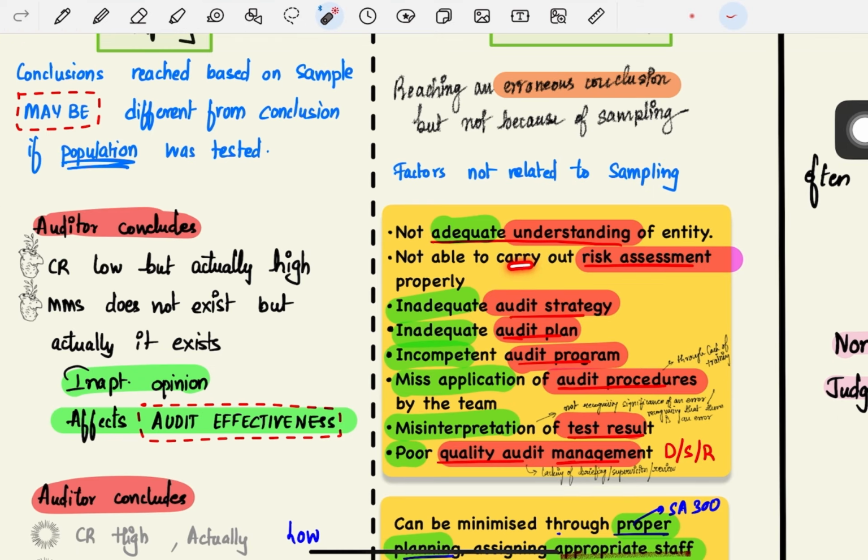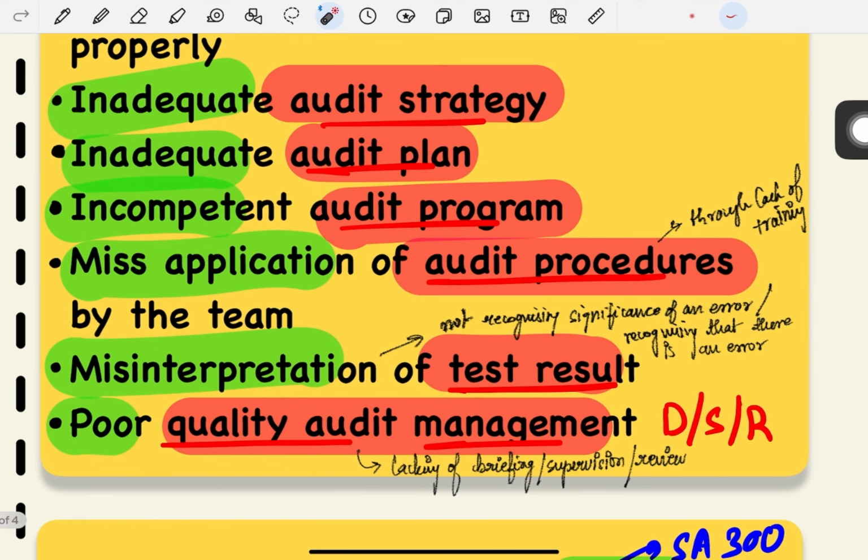You're not able to carry out risk assessment procedures properly. There is inadequate audit strategy. There is inadequate audit plan. The audit program is incompetent. There is misapplication of audit procedures by the team. So your team is the one that is applying the audit procedures. You didn't train your team properly. Due to lack of training, there is misapplication of audit procedures.